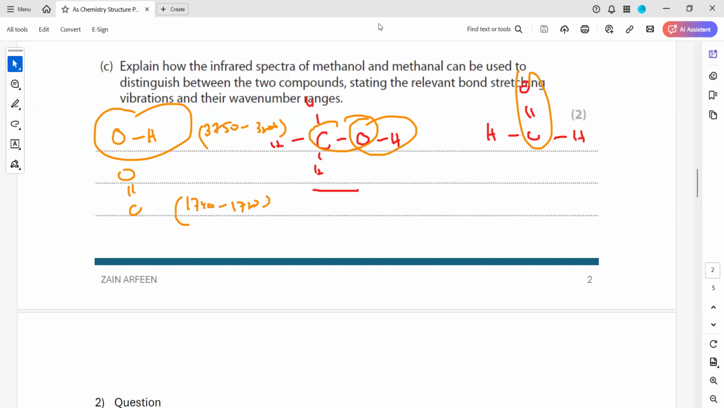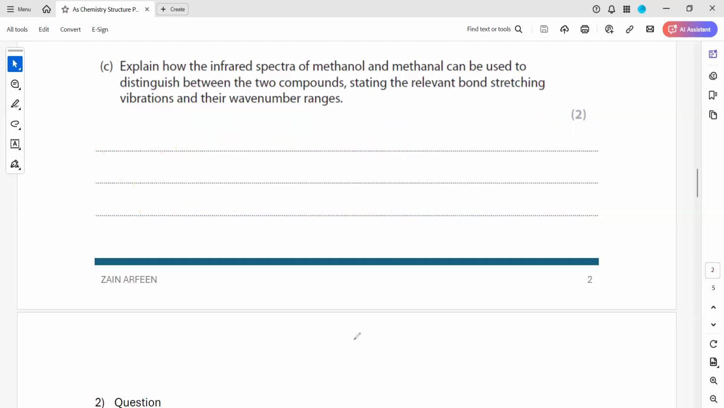And why are they different bond absorptions? Because they don't have that bond. The IR graph of a bond is given, and your data sheet will be there in that case. Bond stretching means which type of bonds are present. In methanol, it contains an OH bond and it contains a CO bond, but in methanal, it does not contain an OH bond. So bond stretching in an infrared spectrum is the type of bond which is present.